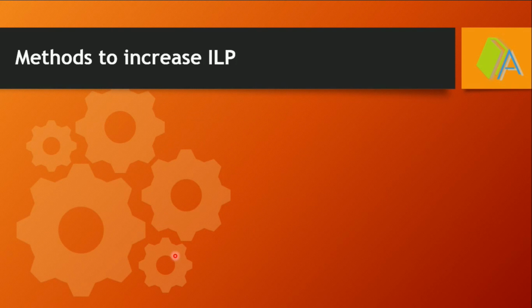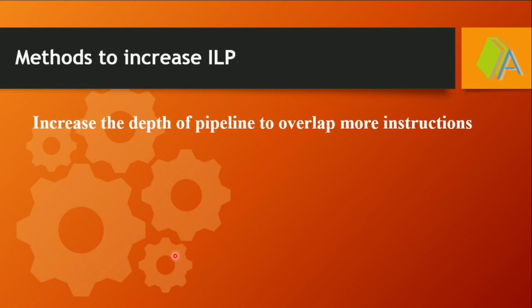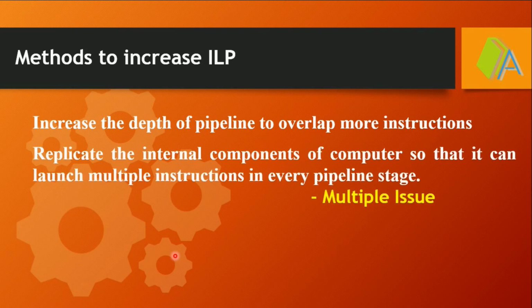There are two different methods to increase the instruction level parallelism. First one is to increase the depth of the pipeline to overlap more instructions. Second one is by replicating the internal components of the computer. By replicating the internal components, we are able to launch multiple instructions in every pipelining stage. This concept is known as multiple issue.